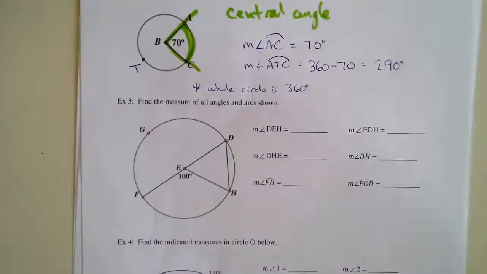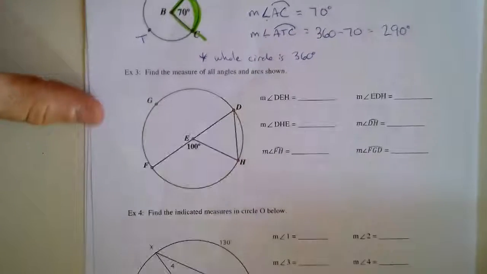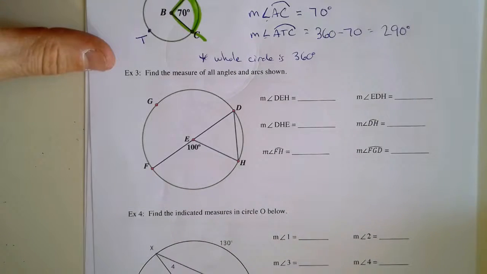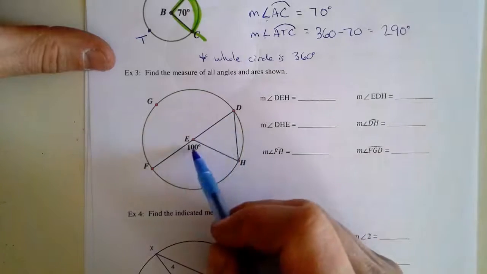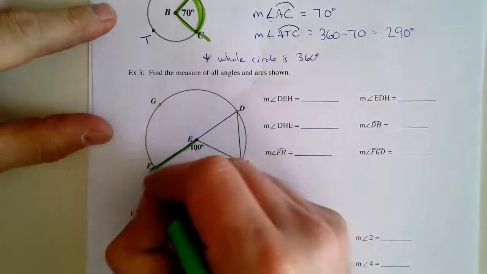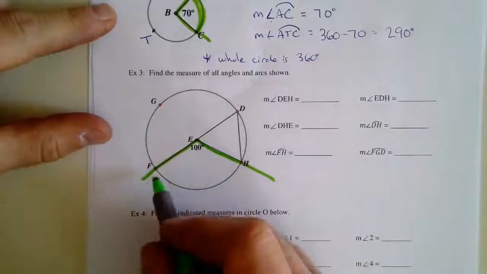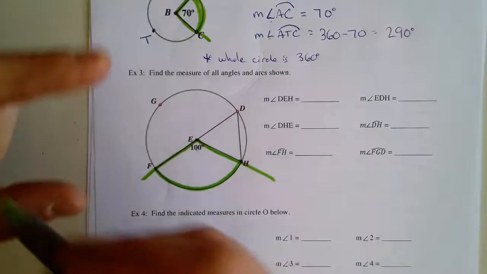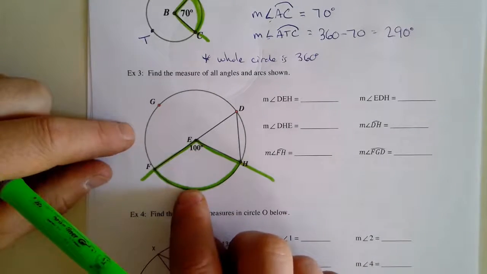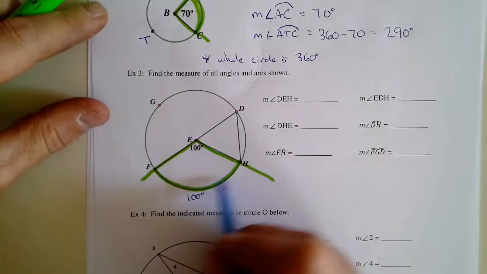Okay, looking at example 3. It's going to be good to have a couple colors here. We're going to need our colors for this because there's lots of angles. If I know that this is 100 degrees, let me just highlight that. And we don't have to go in order by this. I'm just going to see what I see. That's a central angle, and it opens up to this arc right here. The central angle equals the arc that it intercepts. So this one's going to be 100 degrees. The measure of the angle for arc FH is 100 degrees, and so I'll put that right there.